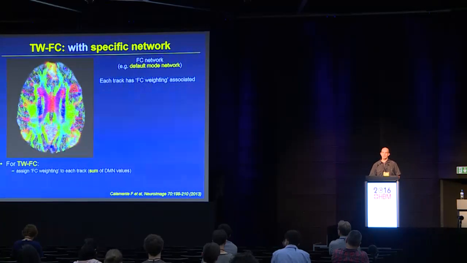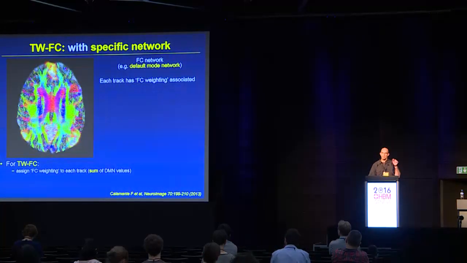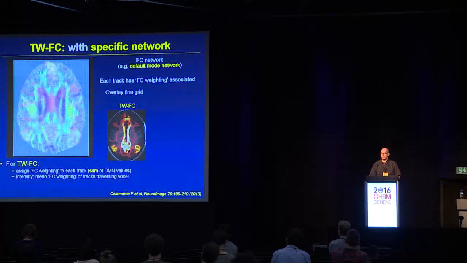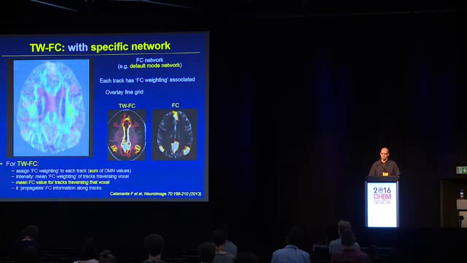Then you do that for all the pathways that you have there. So each of them would have a different weighting given by the functional connectivity. And then overlay the fine grid, as I said. And on each voxel of that grid, you assign an intensity. And again, in this case, the one we chose was very simple. Just get the average of all those weightings. And you get a map like this. So the intensity of the map is the mean functional connectivity value of all the pathways of the tracks traversing a given voxel.